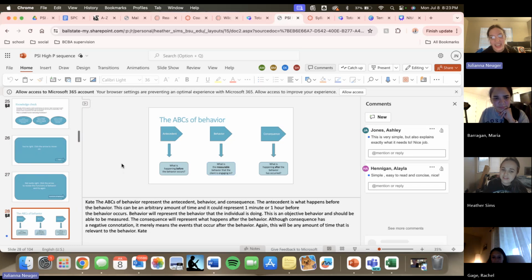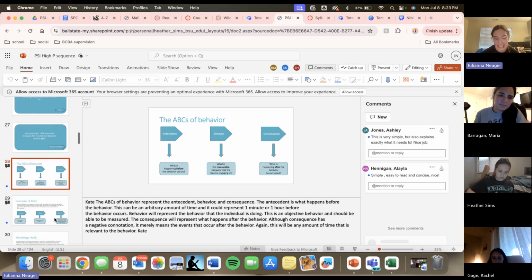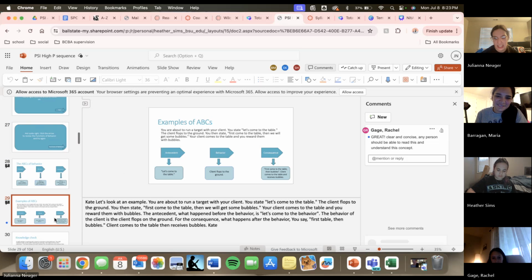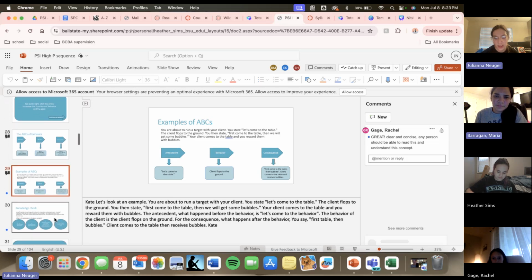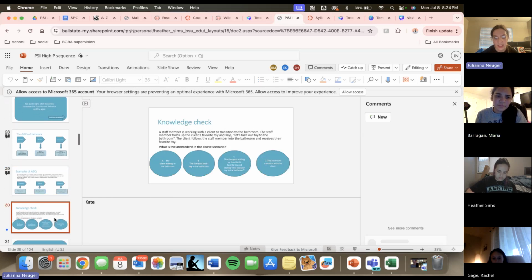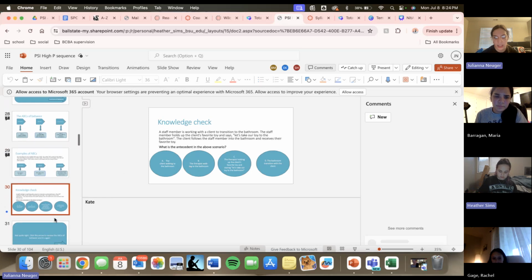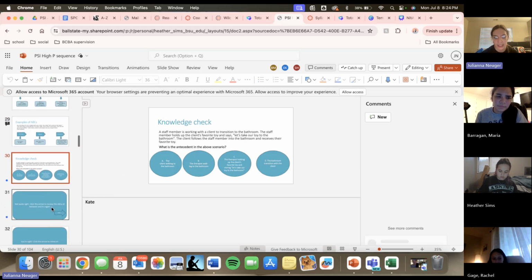And then this slide, whoever made this, I think it was Kate down here. She did a good job just making it clear and easy to follow. She also bolded the important parts related to each function, ABC, so before, antecedent, and so on. Nice work, Kate. And then some more examples, just related to the ABCs. And then another knowledge check.